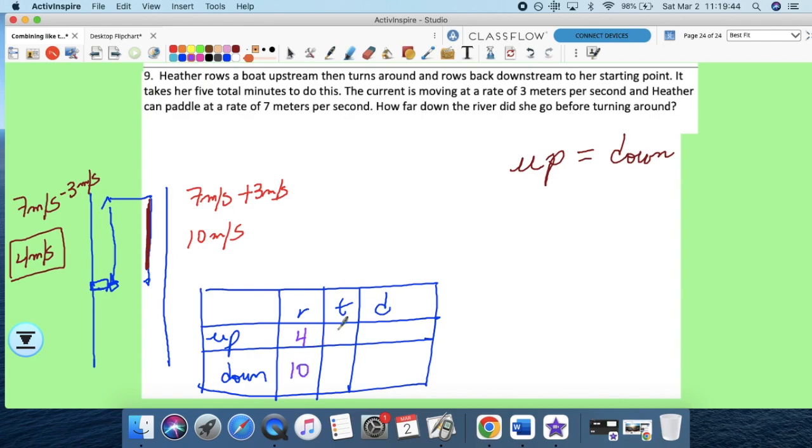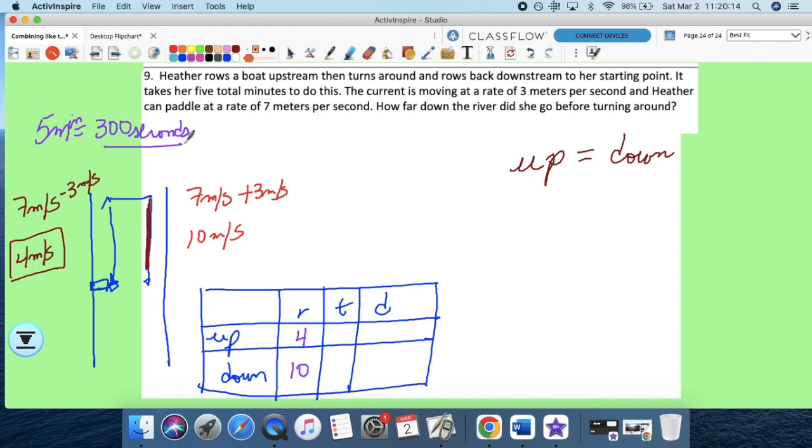Time, now time you have to be careful here. It's meters per second, so time in this particular problem is in seconds. We know that the whole trip, the whole up and down, she went up, turned around, came back, took her 5 minutes. So 5 minutes is the same thing as 300 seconds, right? 5 times 60, 300 seconds. So that's where you also have to be careful.